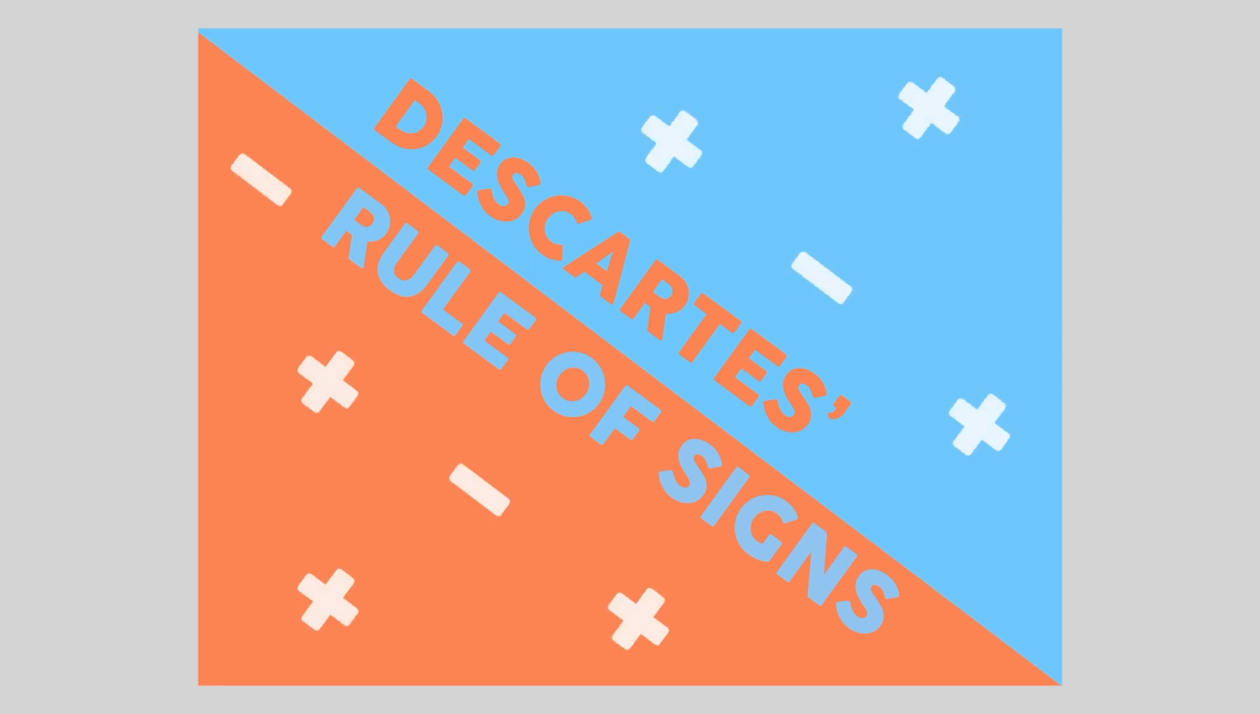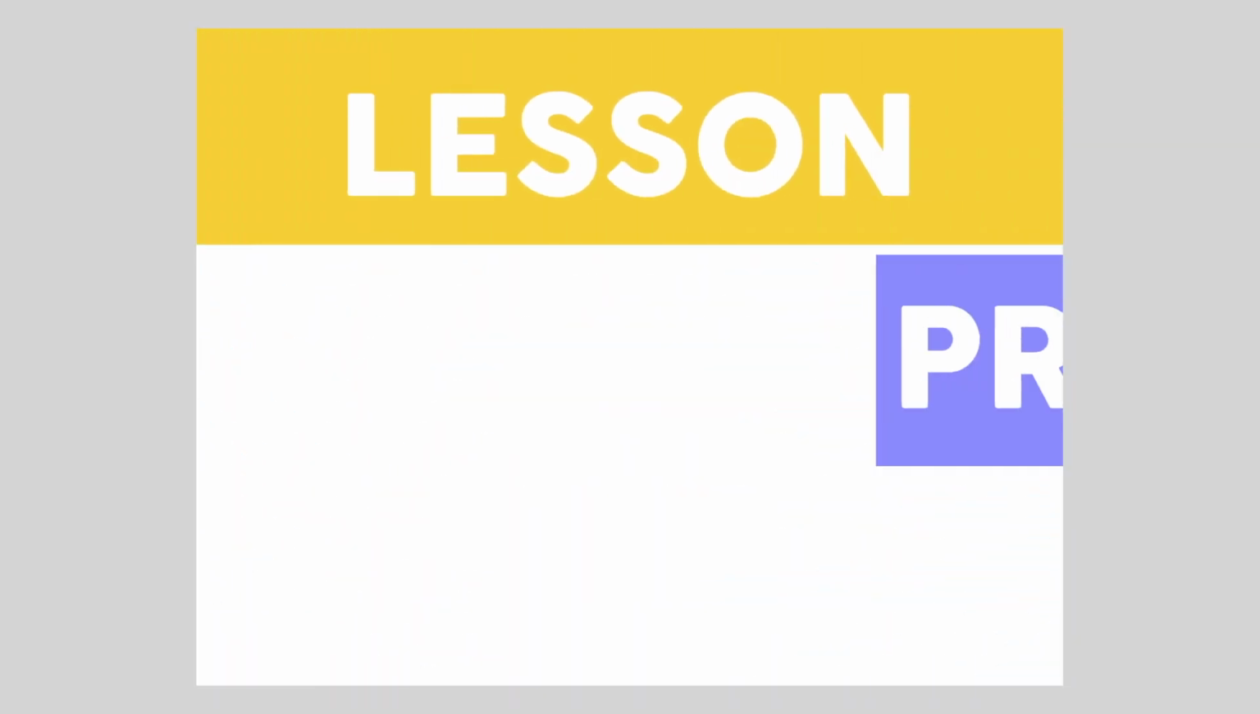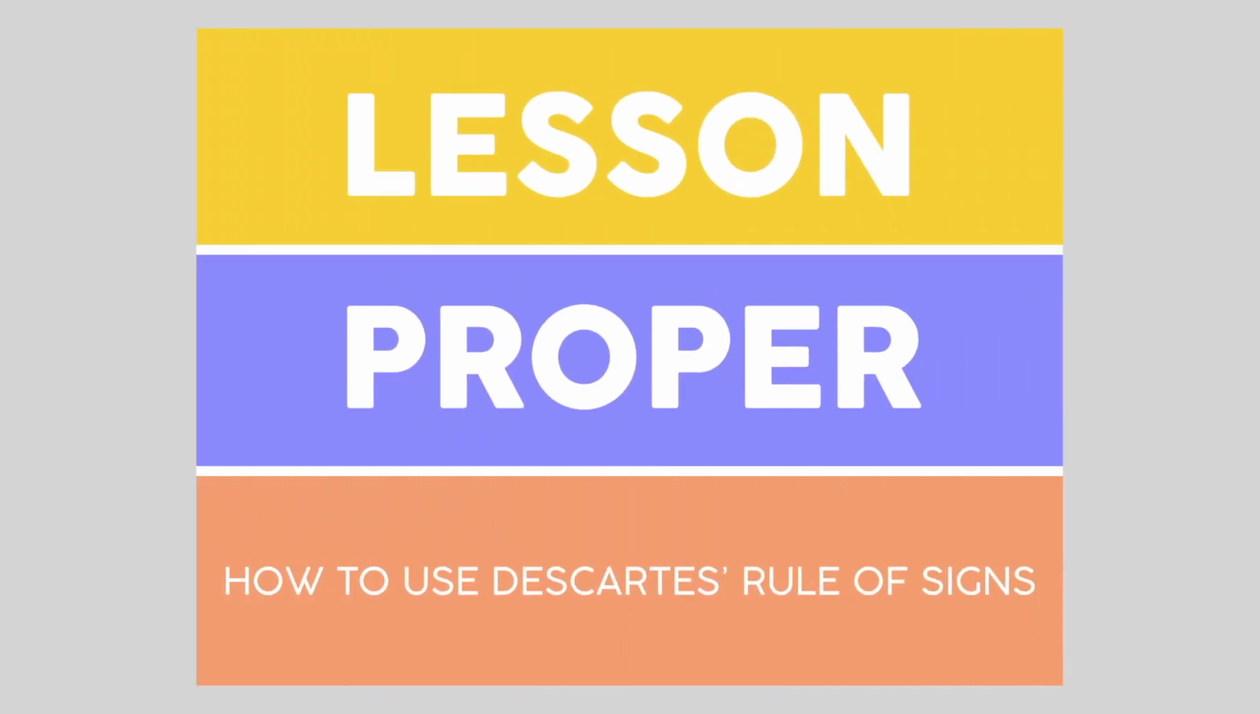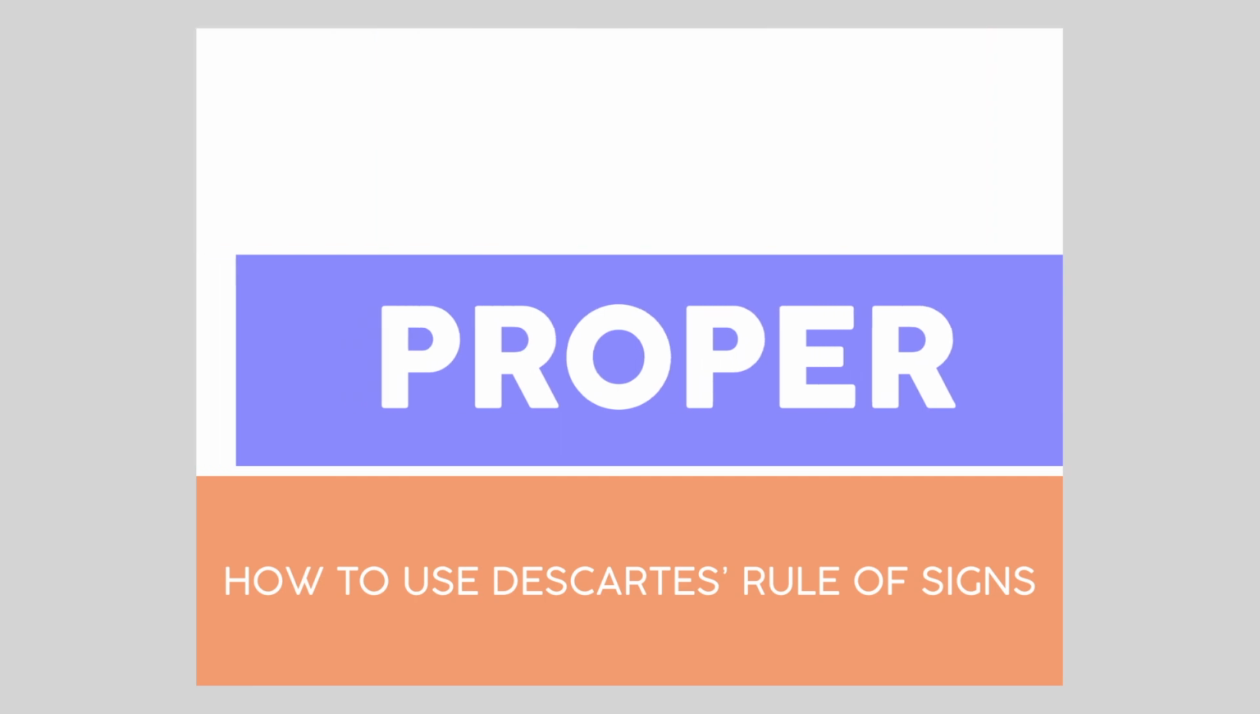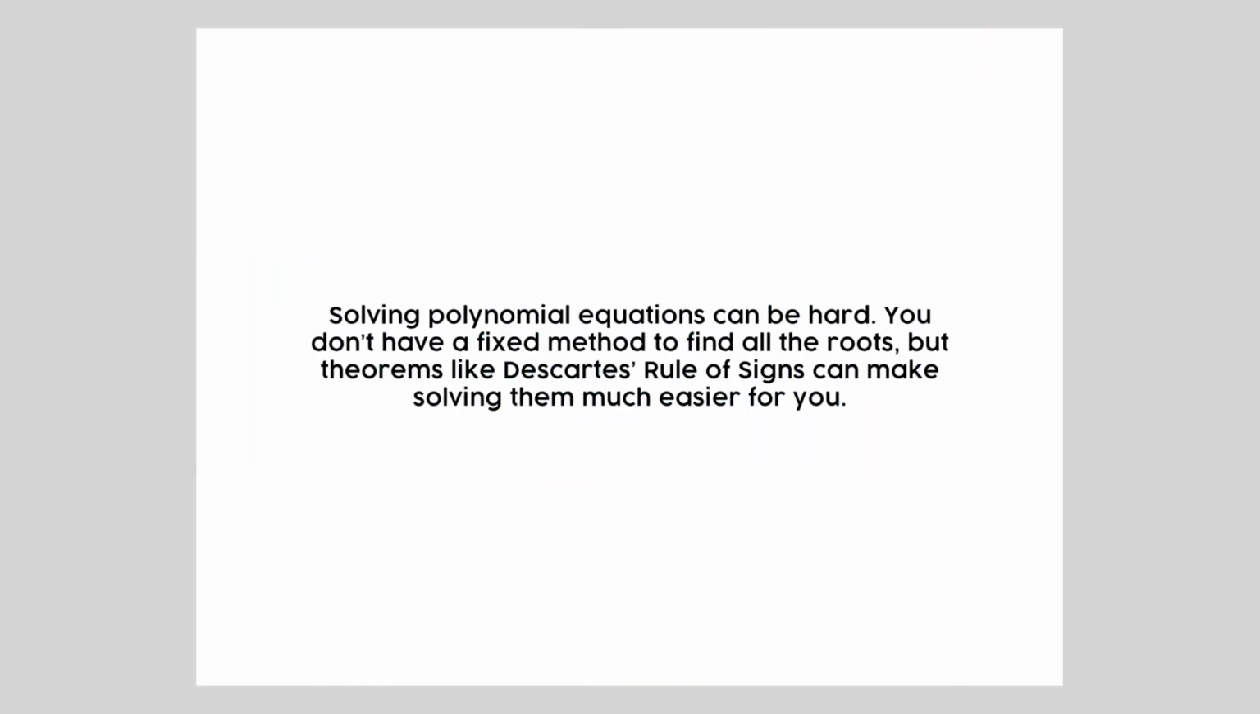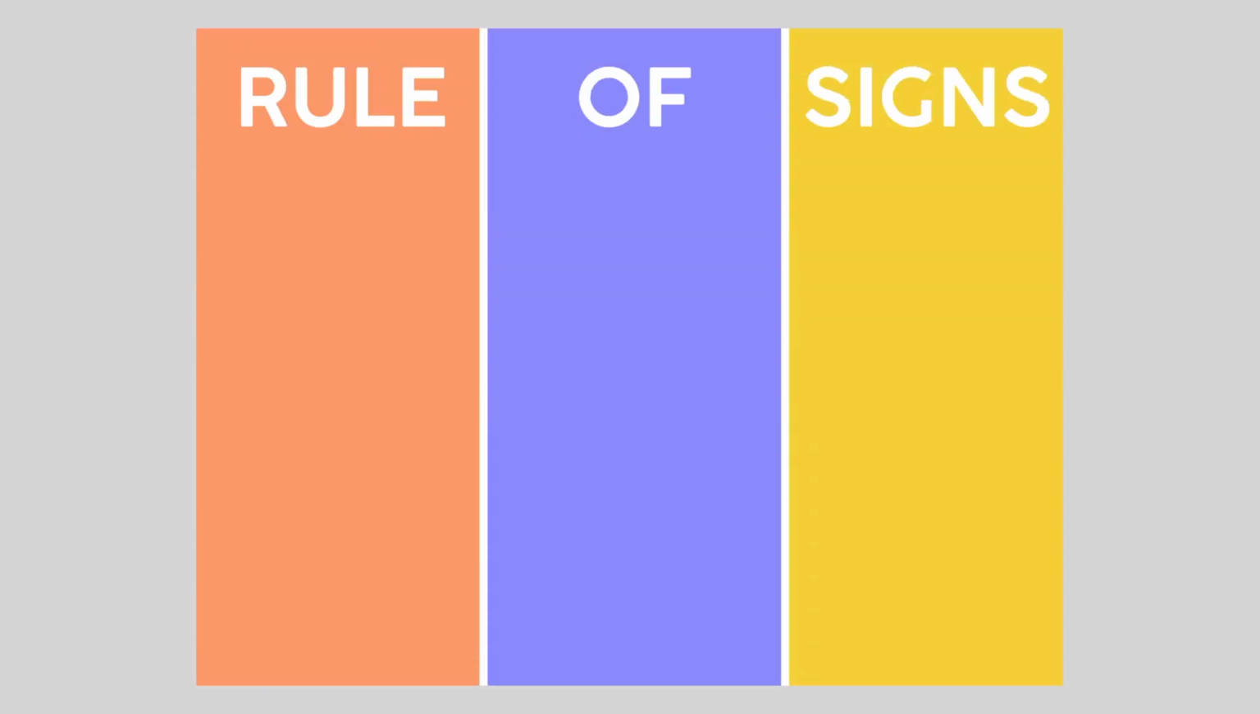Now that we're familiar with René Descartes, we can proceed to learn another one of his great inventions for mathematics, Descartes' rule of signs. Solving polynomial equations can be hard. You don't have a fixed method to find all the roots, but theorems like Descartes' rule of signs can make solving them much easier for you. You can use Descartes' rule of signs to determine the number of real positive, negative, and imaginary roots.